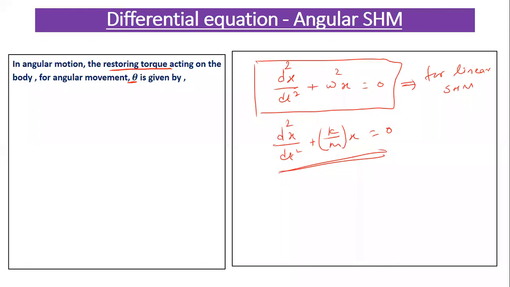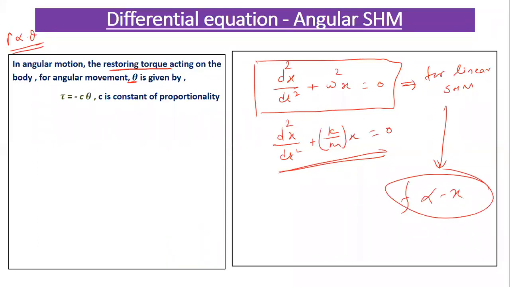Listen, this restoring torque depends on how much the angular displacement is. So we can write that torque depends on the angular displacement, torque proportional to theta, and here a minus sign. You know that in linear SHM we wrote F proportional to minus x. In a similar manner, here the analogous term to force is torque, and the analogous term to displacement is the angular displacement, theta, and this minus sign as it is.